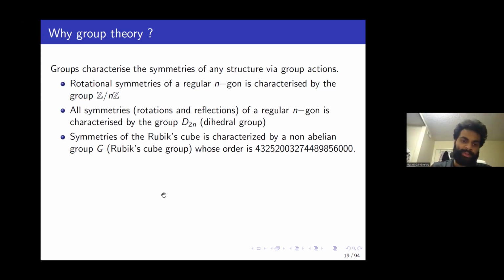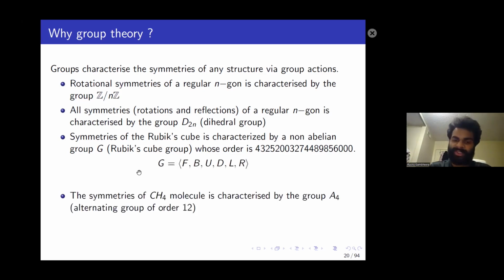We know though that this group is generated by 6 operations, right? There are 6 faces, and rotating each of the faces are the operations. It's generated by these operations, but these are not all the elements in the group. There is this big number of elements out there, but these are the generators, meaning any element in the group can be written as a multiplication of these 6 operations.